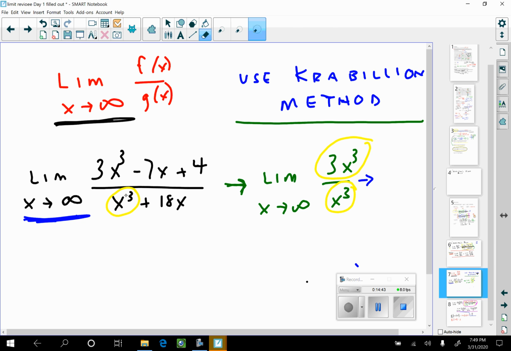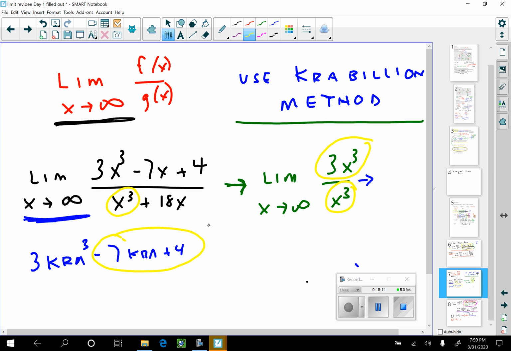Well, I'm going to evaluate the top at quadrillion, and this is going to be 3 quadrillion cubed minus 7 times quadrillion plus 4. The quadrillion method always works when you have a quotient of 2 polynomials. Well, 3 quadrillion cubed is so big, all of this stuff here is really insignificant. So all I need to do is look at the leading coefficient, which is 3x cubed. Quadrillion cubed plus 18 quadrillion, this really doesn't matter. It's what we call insignificant. So I'm only going to look at the leading terms.